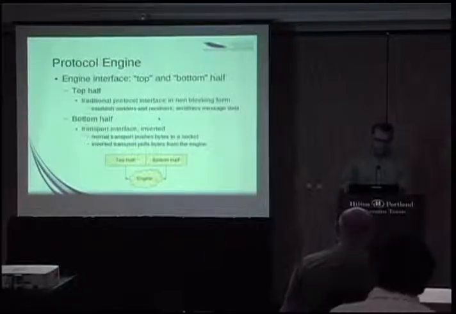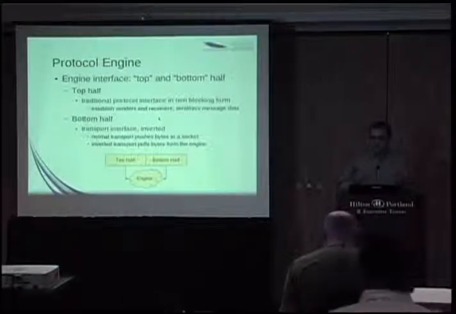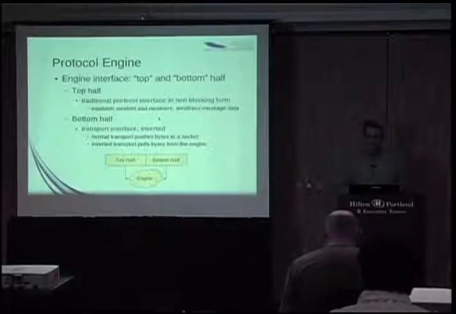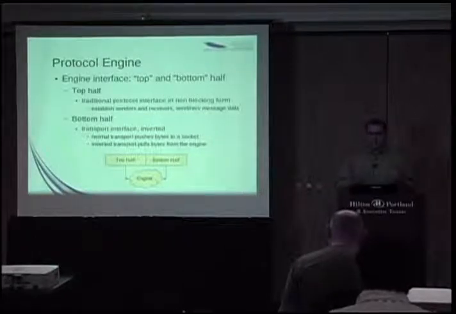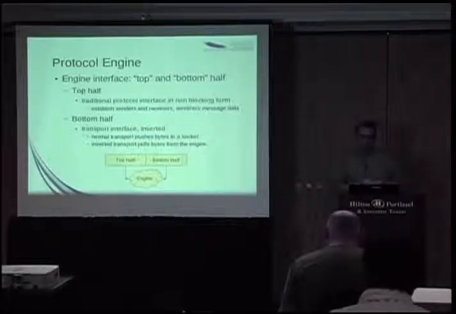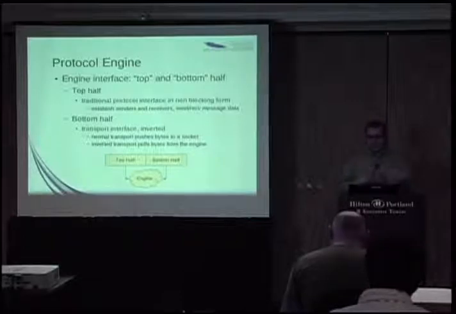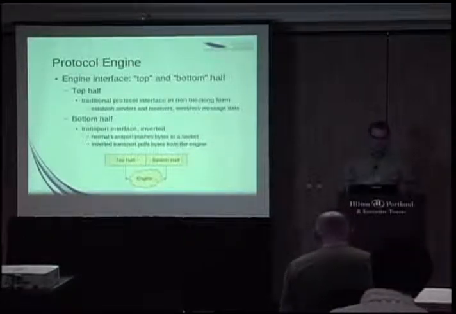And so we have the top half and bottom half here, which are two aspects of the interface to an engine. The top half is your traditional protocol interface in a non-blocking form. It lets you do the higher level things like create senders and receivers, and send and receive message data, that kind of thing. The bottom half is just a byte stream interface.